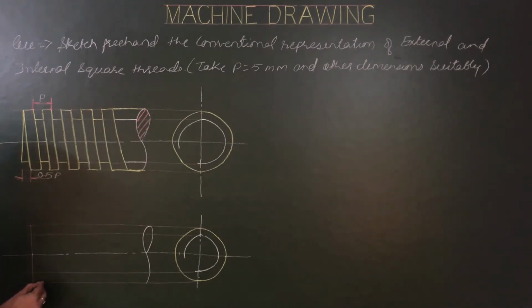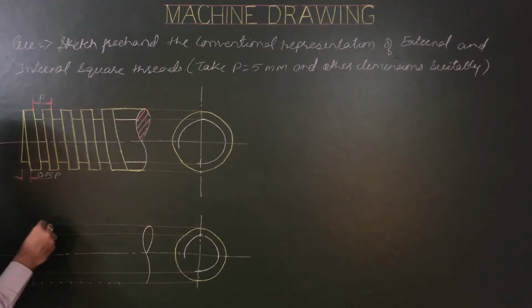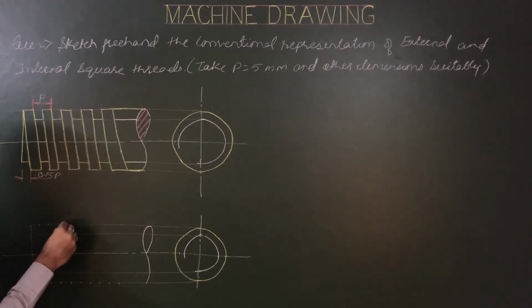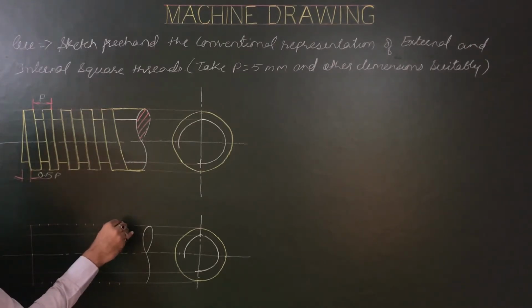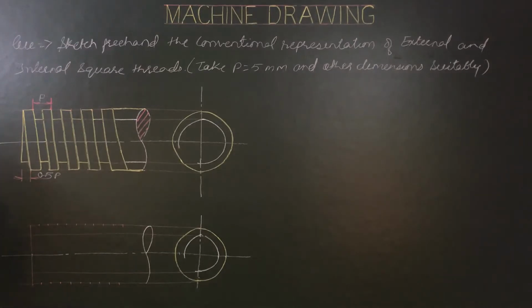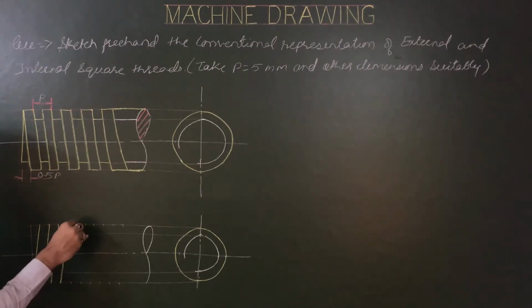So mark equal distances of 0.5 p from the bottom line like this, and on the upper line equal distances of 0.5 of pitch. Again similar to this, starting from this point, draw a line touching this point. So first to second, second to third, third to fourth, fourth to fifth, and so on.